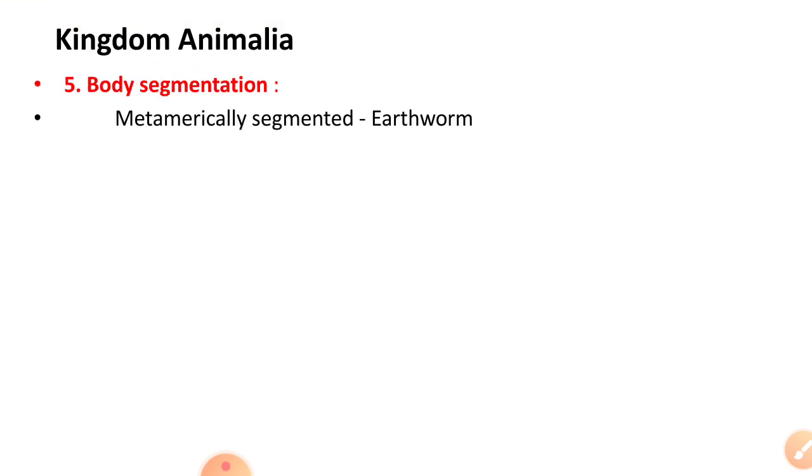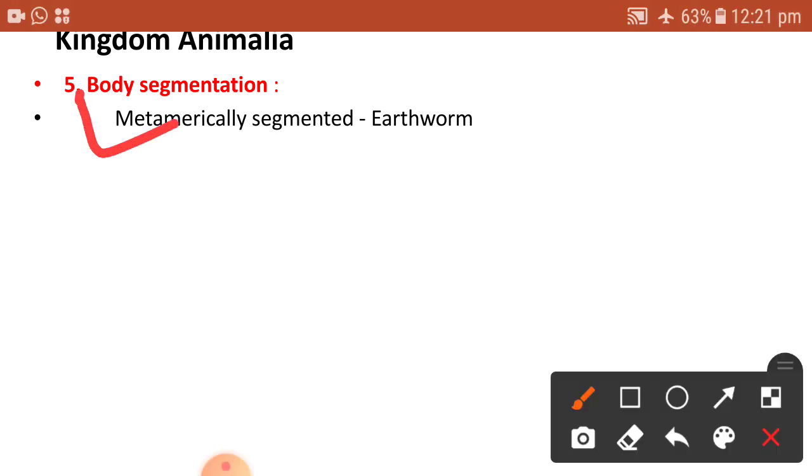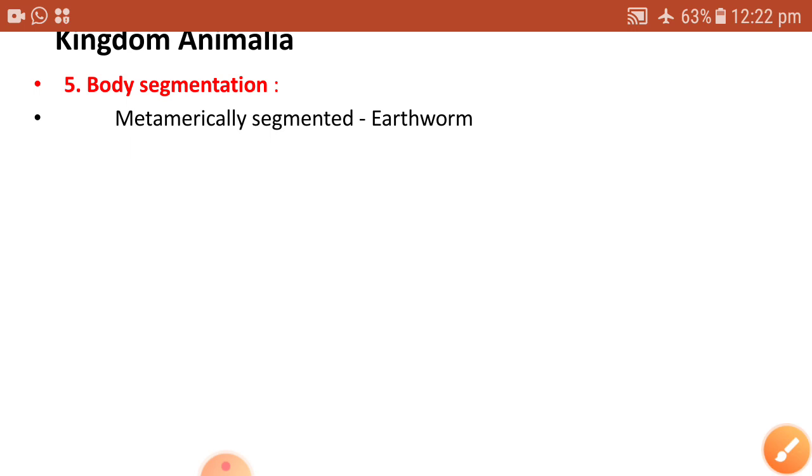We can also divide these organisms into two groups depending upon segmentation, that is, segmented or non-segmented. When the external segmentation of the body coincides with the internal segments, such animals are called metamerically segmented organisms. Some organisms are segmented and some are non-segmented. On this basis, we can divide organisms into segmented or non-segmented, so this is also one of the criteria for animal classification.